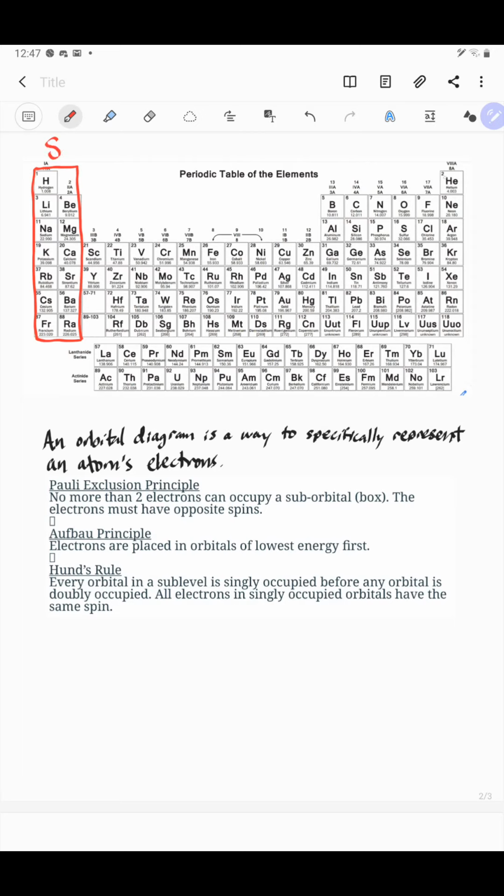And also, if you notice, there's a little spot that seems to be missing right here. That's because helium has a lot of properties to where sometimes it's more similar or more accurate to have it written over there. Some periodic tables will even have the helium written over there. But keep in mind that this helium is also part of the S block.